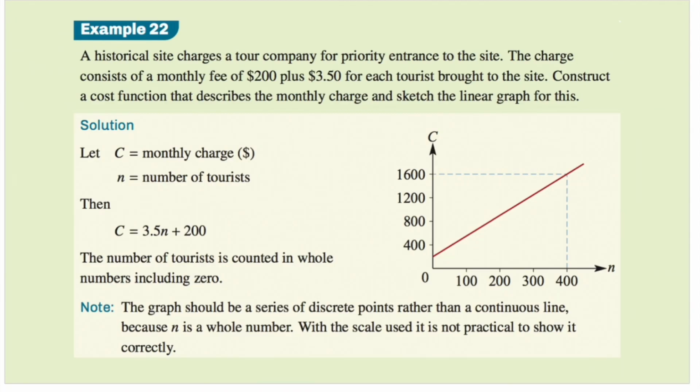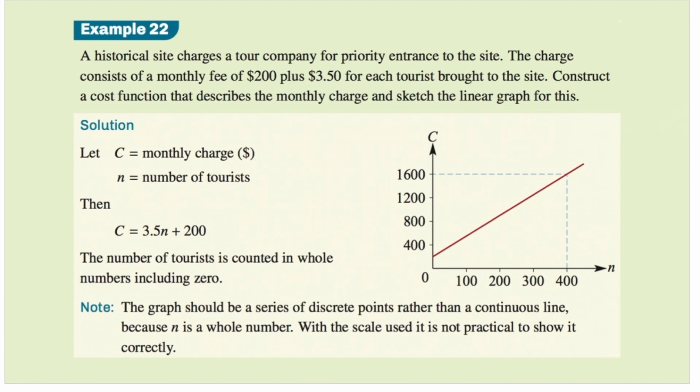Alright, example 22. A historical site charges a tour company for priority entrance to the site. The charge consists of a monthly fee of $200 plus a $3.5 fee for each tourist brought to the site. Construct a cost function that describes the monthly charge and sketch the linear graph for this.